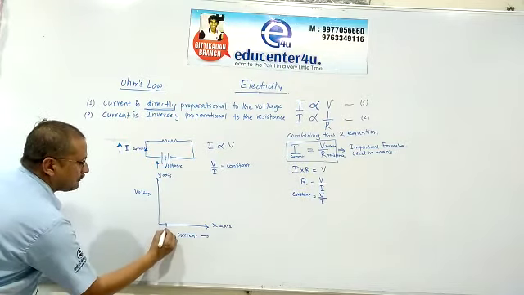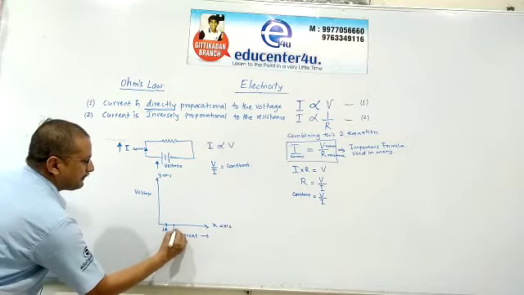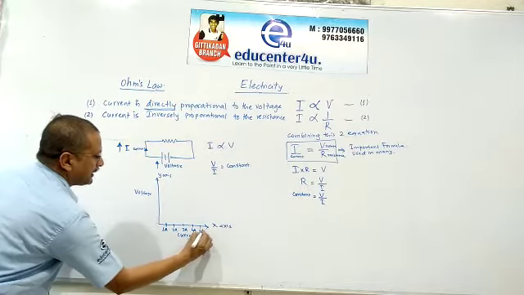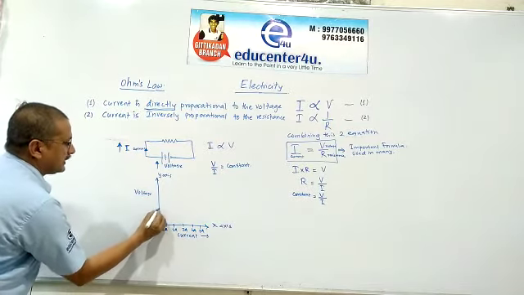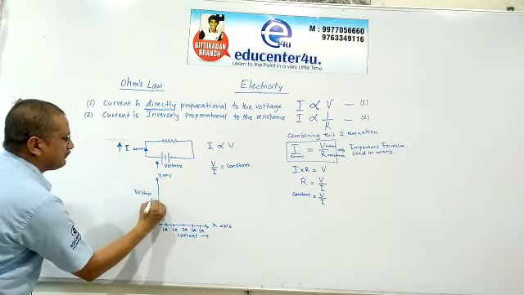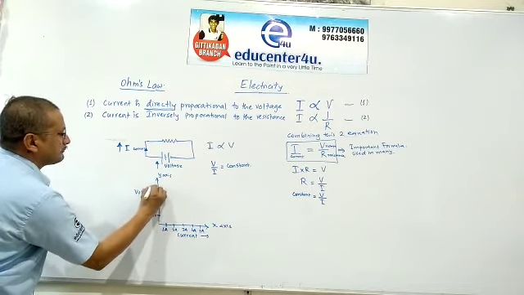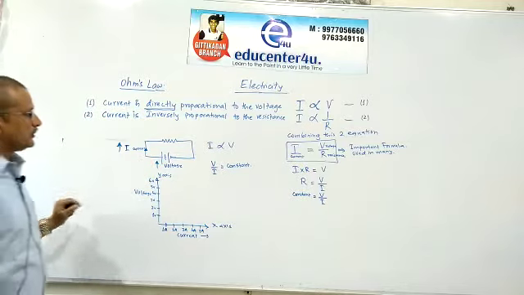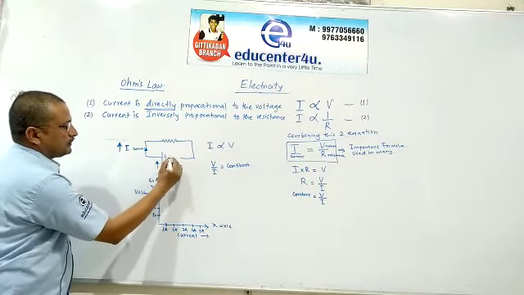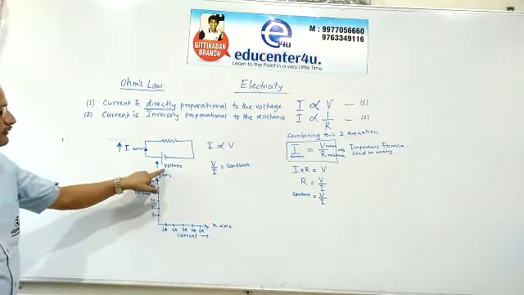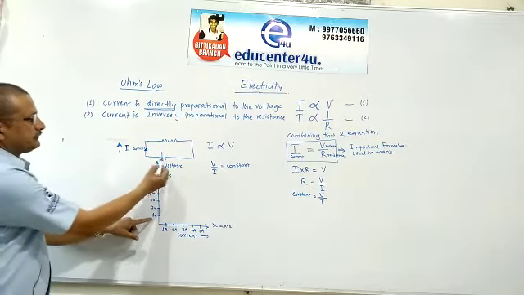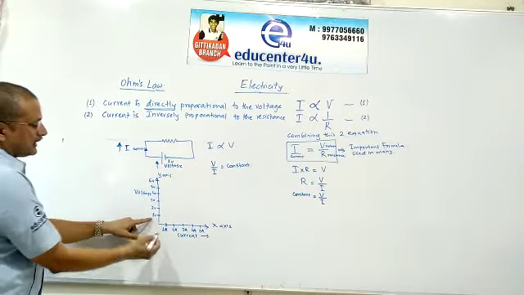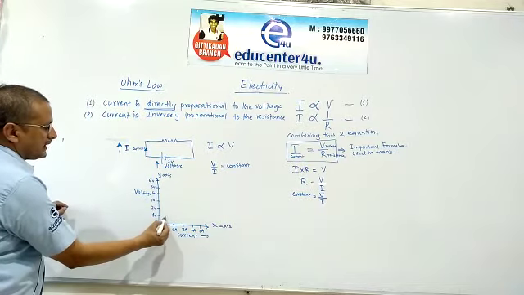Suppose here is 1 ampere, here is 2 ampere, here is 3 ampere, here is 4 ampere, here is 5 ampere. Suppose this is 1 volt, this is 2 volt, this is 3 volt, this is 4 volt, this is 5 volt, this is 6 volt. So in these situations, suppose you are taking only 1 volt. If this is 1 volt, what will be the amount of current? The amount of current will be 1 ampere.